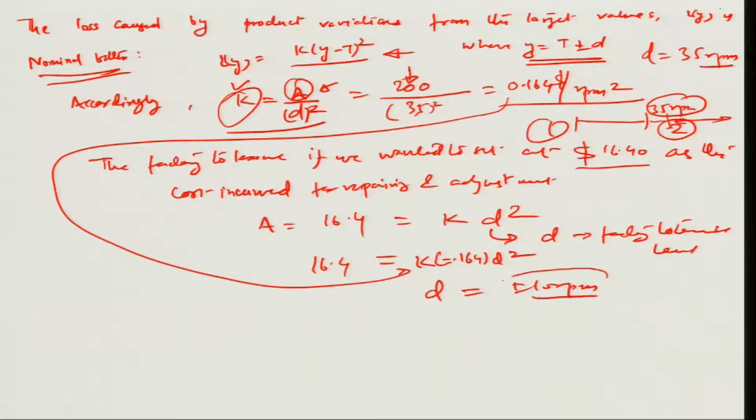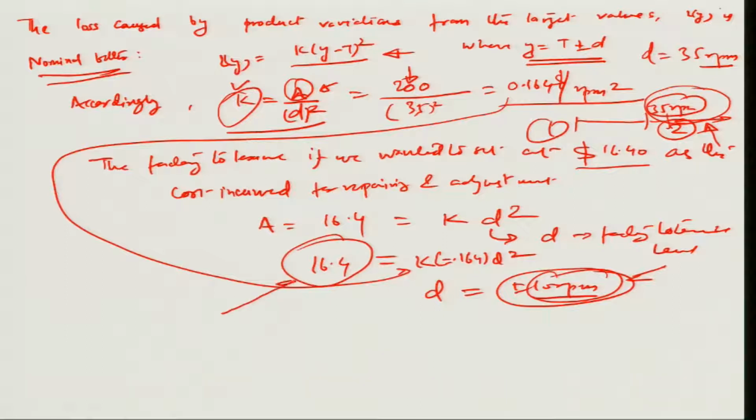So, in order to ensure that this 35 RPM is not crossed over, you have to ensure that a very tight tolerance of 10 RPM is introduced at the factory level, and there is some adjustment which is also taking some cost. So, this is really the loss which is happening because of this adjustment, but you can understand that losing $16.4 is much better than losing this $200 here.